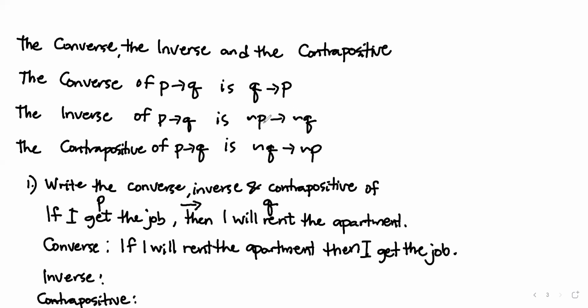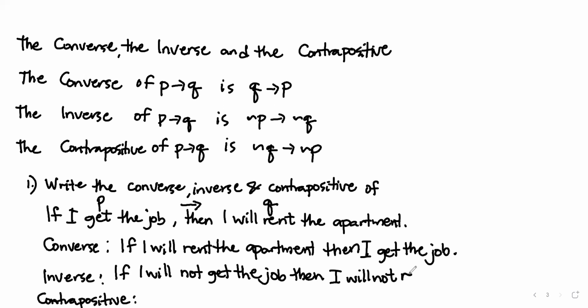That is the converse. For the inverse, the pattern is not P implies not Q. We're going to negate our antecedent. So we will have: if I will not get the job, then we're going to negate this, I will not rent the apartment. That is the inverse. If I will not get the job, then I will not rent the apartment.